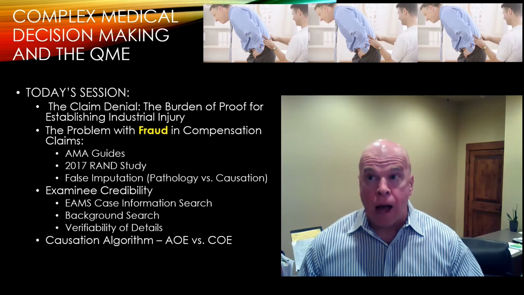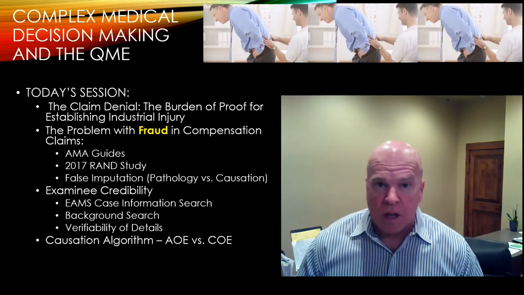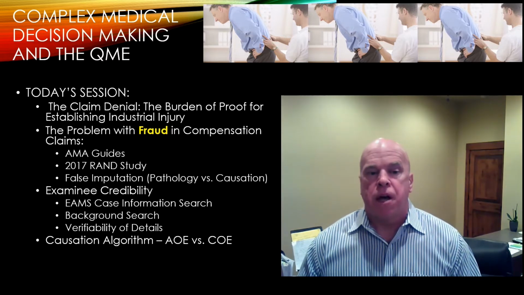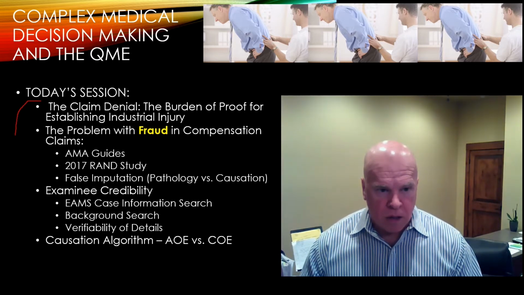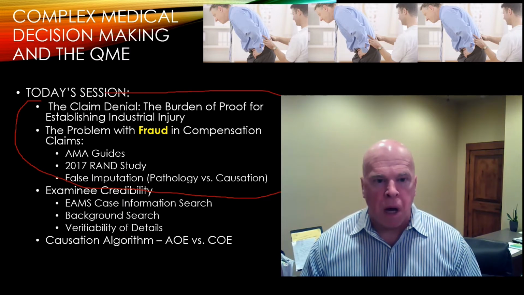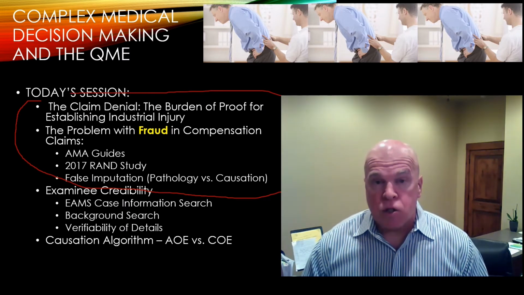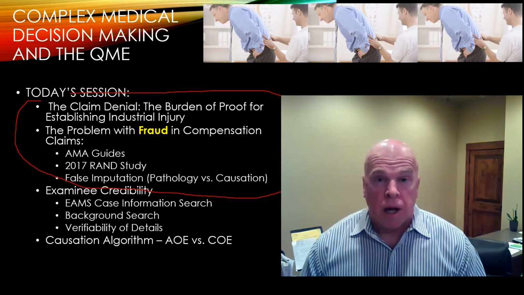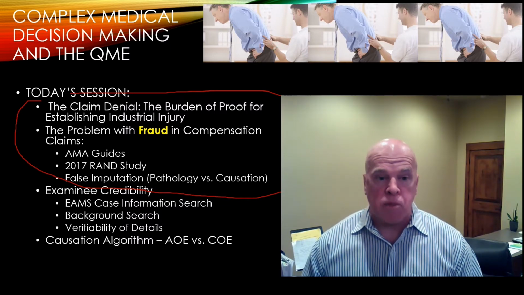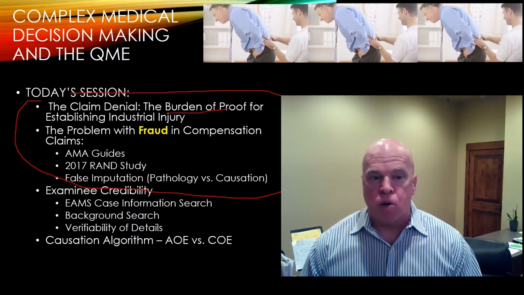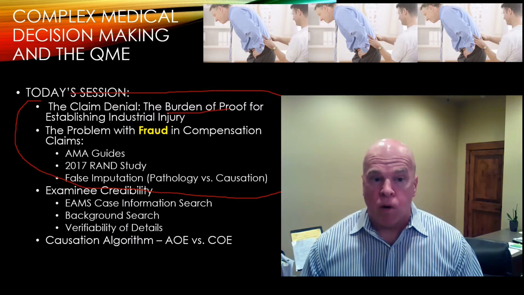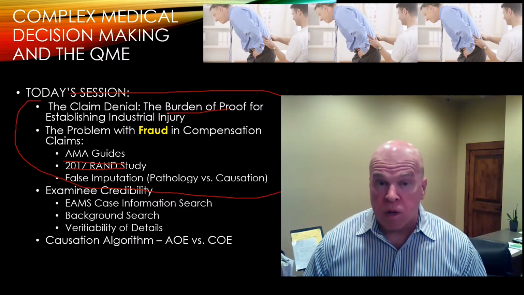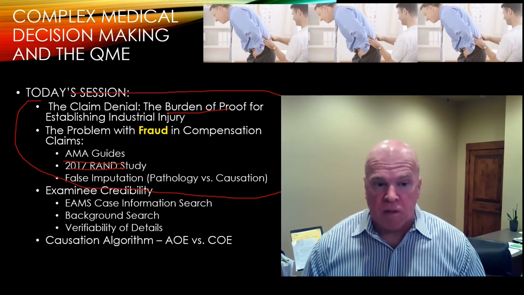So let's talk about how this process behind the scenes causes your phone to ring for a qualified medical evaluation. And today we're going to talk about 2 things that run through the mind of the claims administrator. Number 1 has to do with suspicions for fraud in these post-employment cumulative trauma claims, and it has to do with the burden of proof for establishing industrial injury. So we're going to review some important references in the AMA guides and in the 2017 RAND study, which dealt with post-employment cumulative trauma claims.